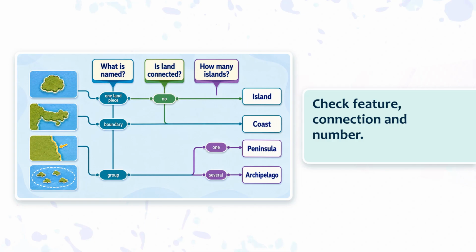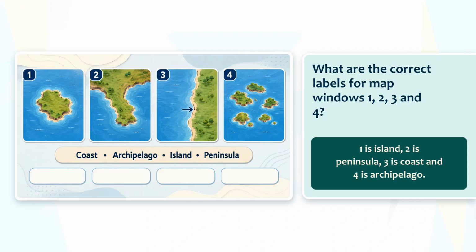A fixed order makes every decision easier. Check feature, connection, and number. Those 3 checks lead to a reliable classification. Apply the full method to all 4 windows. What are the correct labels for map windows 1, 2, 3, and 4? The 4 defining clues produce this sequence. 1 is island, 2 is peninsula, 3 is coast, and 4 is archipelago. Each label matches the visible land-water relationship. You are ready to recognize and explain these land and water forms on new maps.